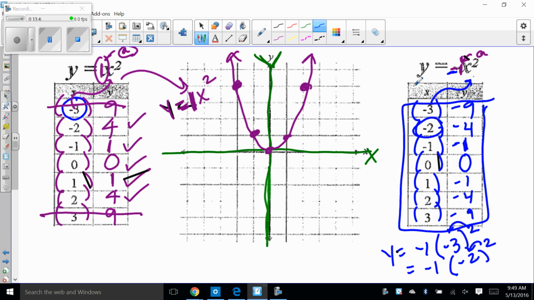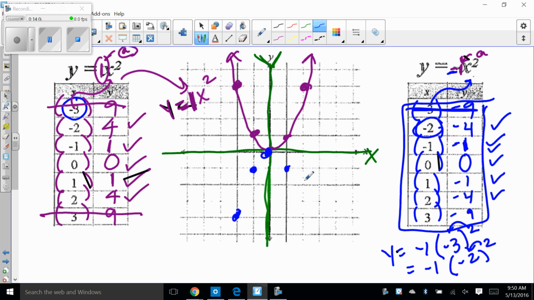Let's graph that now. Now, -3, -9 is not going to fit on the graph. So we're going to move on to the next data point. Left 2, down 4. So we're going to go left 2, down 1, 2, 3, 4, lock it in. Left 1, down 1. 0, 0. Right 1, down 1.